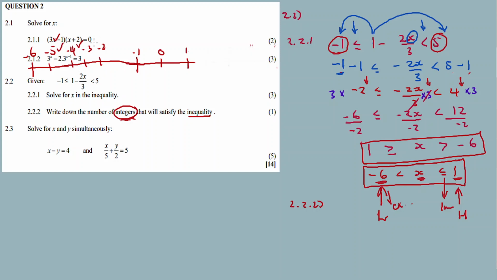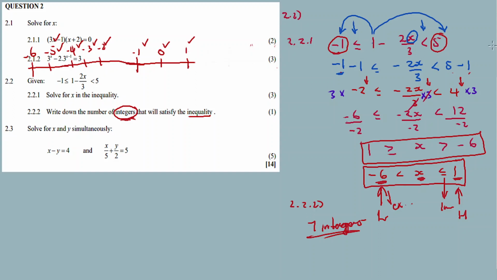1, 2, 3, 4, 5, 6, 7. So our solution here should be 7 integers. There will be 7 integers that satisfy this inequality.